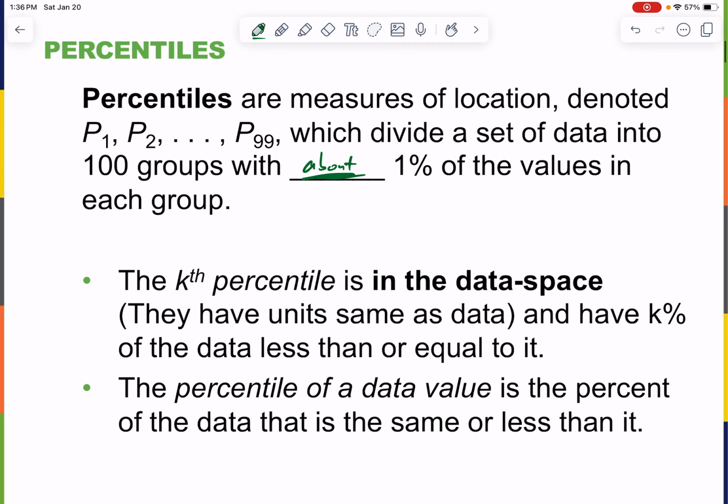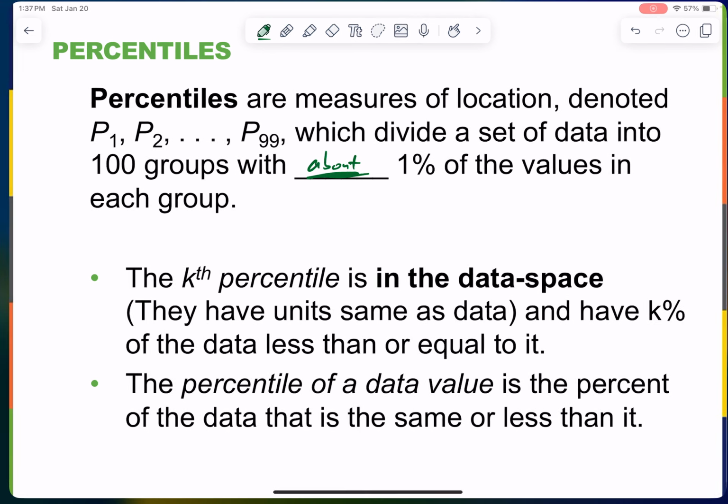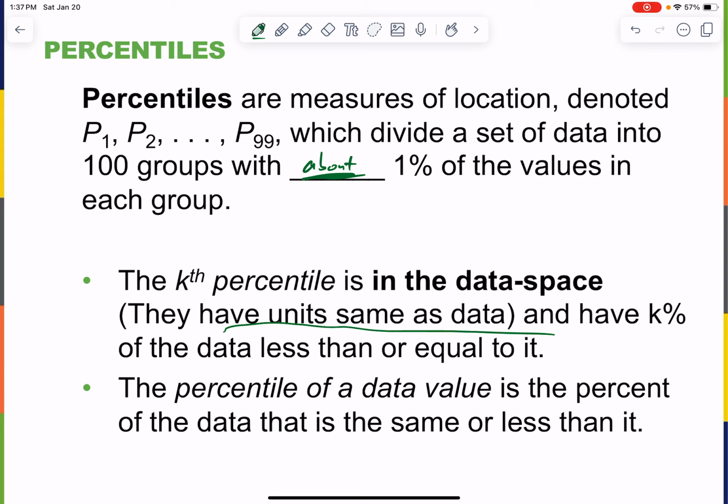The kth percentile is in the data space. It lives with the data. Now, it might not be from the original set, but it lives with the data. It has the same units as the data. On the other hand, the percentile of a data value is a property of the whole data set. It is the percent of the data that is the same or less than it.